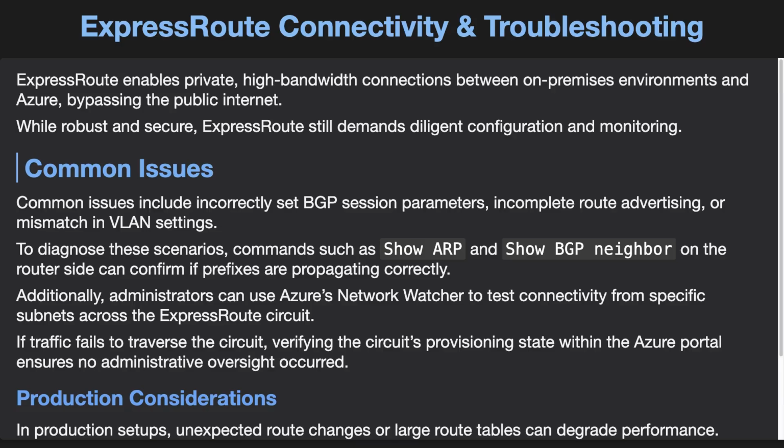ExpressRoute enables private, high-bandwidth connections between on-premises environments and Azure, bypassing the public internet. While robust and secure, ExpressRoute still demands diligent configuration and monitoring. Common issues include incorrectly set BGP session parameters, incomplete route advertising, or mismatch in VLAN settings.